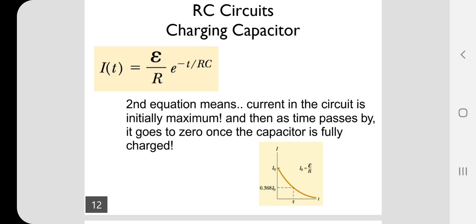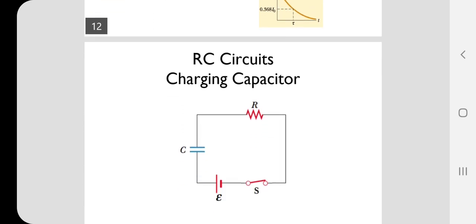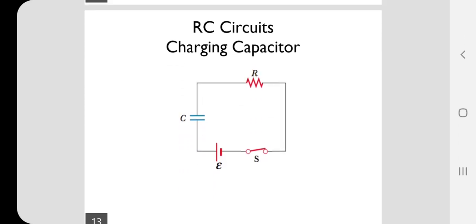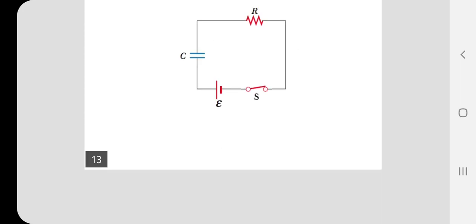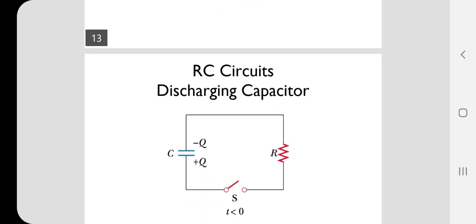So this is about the charging of a capacitor in the RC circuit. This is the equivalent circuit of the RC charging capacitor, in which the capacitor and resistance are connected in series with the voltage when the switch is operated. That is about the charge.